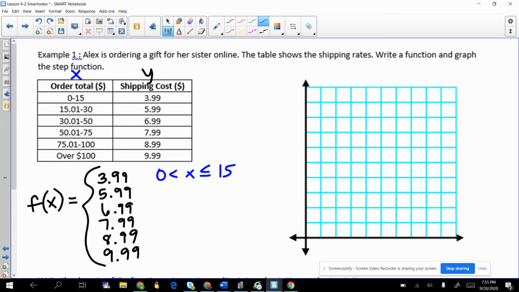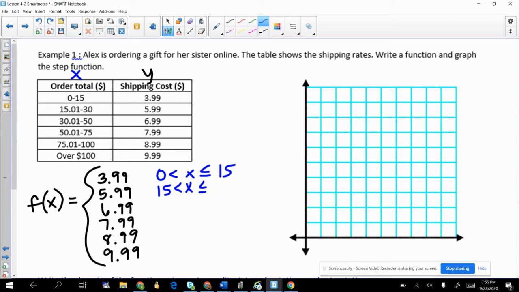Now, I know the next one says 15.01, but we're just going to write it as 15. But here's the thing, we are not going to include it because we already included it for the $3.99 shipping, right? It would be confusing if we put 15 in both spots and said it was included in both. So if she spends exactly 15, it's going to be $3.99. If she spends greater than 15, it's going to be $5.99 for shipping.